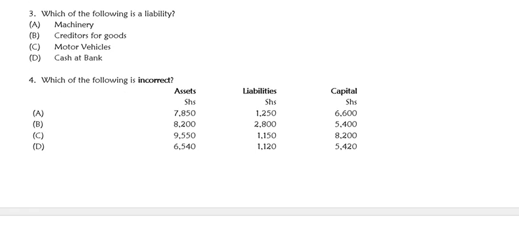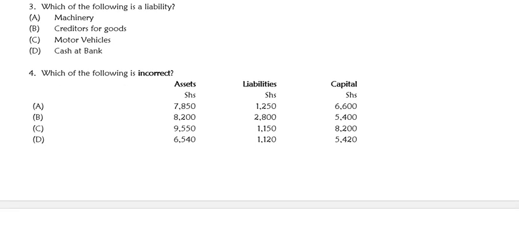Then we move to multiple choice question 3. Which of the following is a liability? You need to ask yourself, what is a liability? When we talk about a liability, that is a financial obligation that a company owes to another entity. A liability can represent a debt or something that the company needs to pay back in the future.